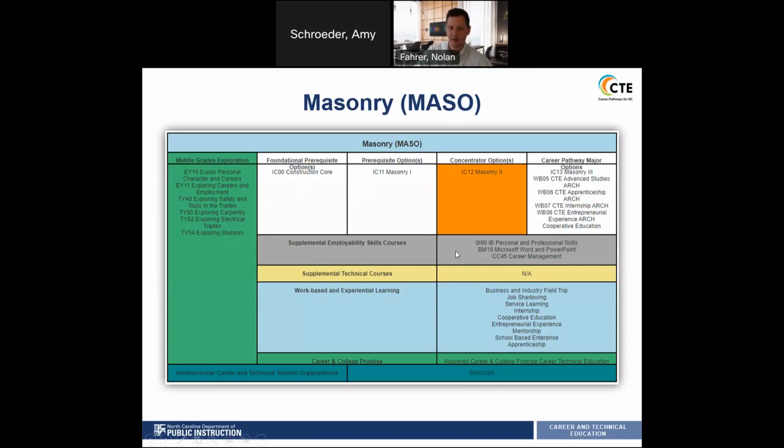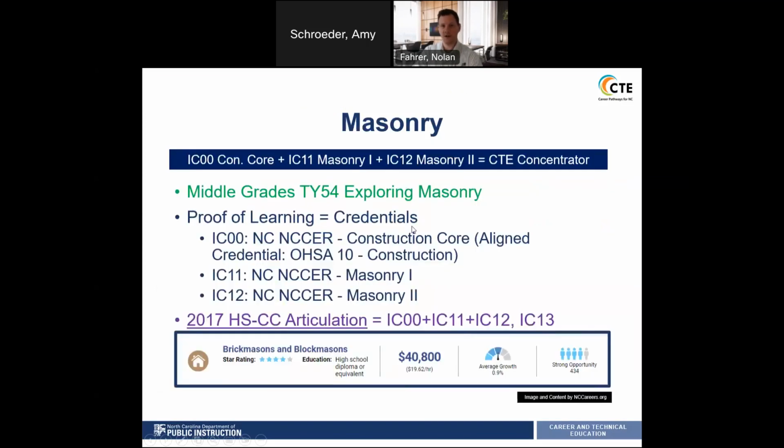And you can see some of the other things that go along with these courses. For construction trades, they're going to start off with a foundational prerequisite of construction core, and then they finish off at their concentrator, which we want our students to get to, if possible, a level 2 course for masonry. And then real quick, I want to just talk about our journey of the pathway, stopping again at the accounting pathway.